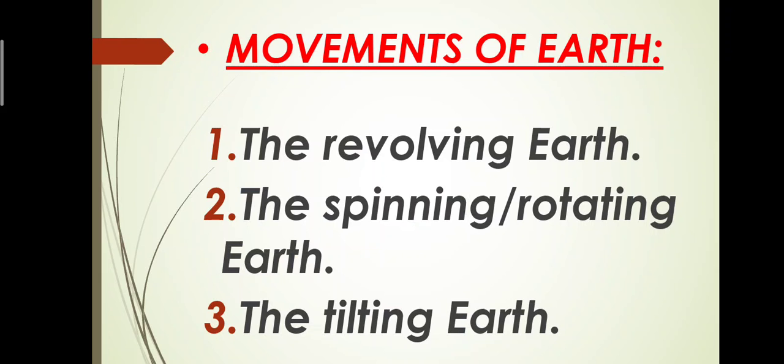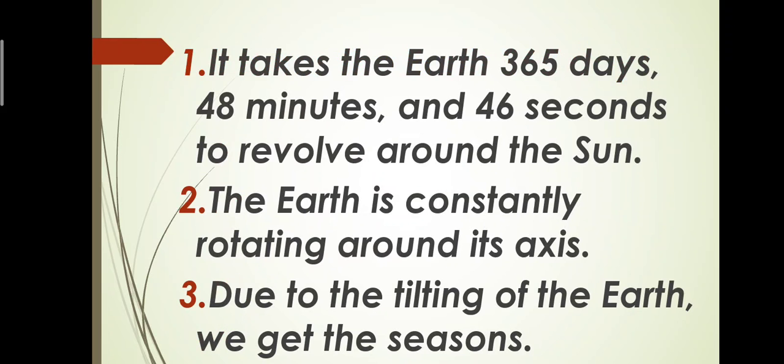Moving on towards the movements of the Earth. There are overall 3 movements of the Earth. The first one, the revolving Earth, the revolution of the Earth. The second one, the spinning or rotating Earth, the rotation of the Earth. And the third one, the tilting of the Earth. One by one, I am going to tell you about the revolution, rotation, and the tilting. The revolution of the Earth.